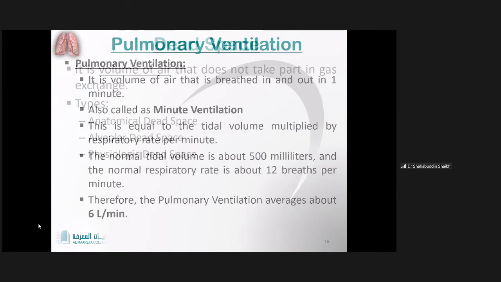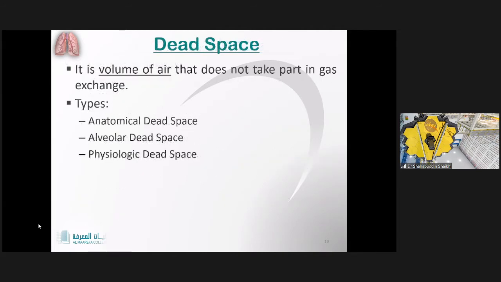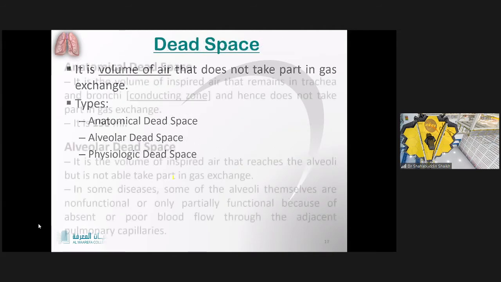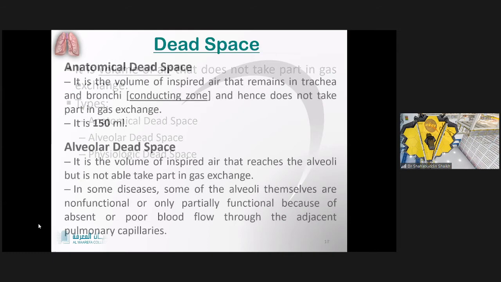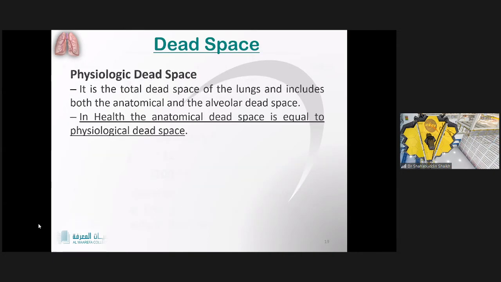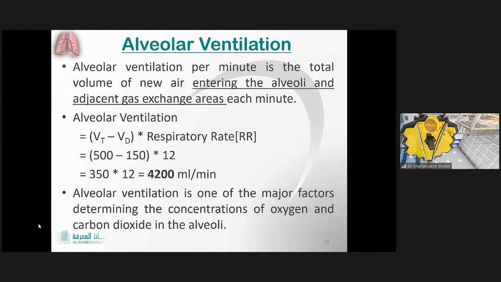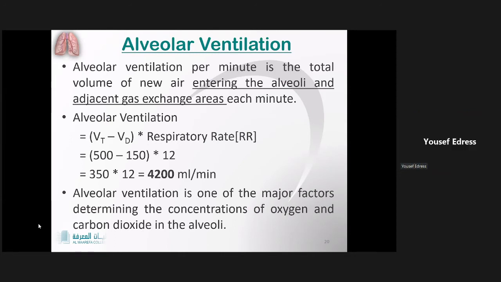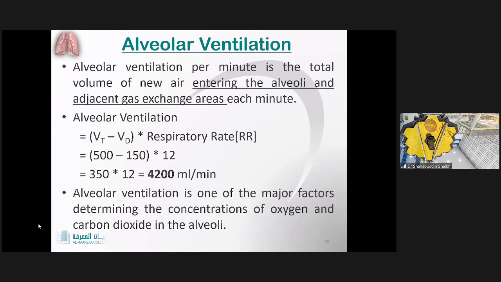Okay, next question. What is alveolar ventilation? The amount of air you take in a minute that actually reaches the alveoli. Exactly. The amount of air reaching the alveoli and the exchange area, the nearby area, the respiratory zone. So the total amount of air reaching the alveoli and adjacent area is called alveolar ventilation.